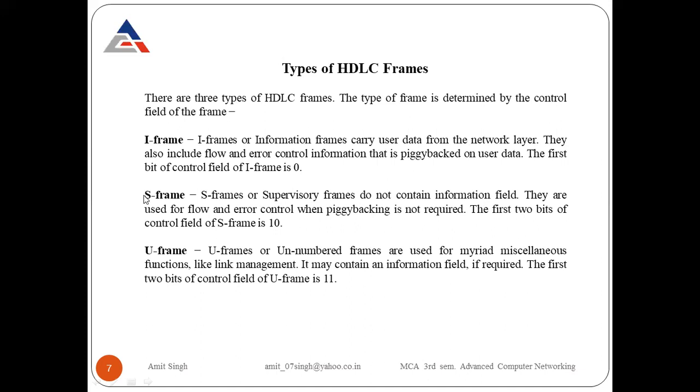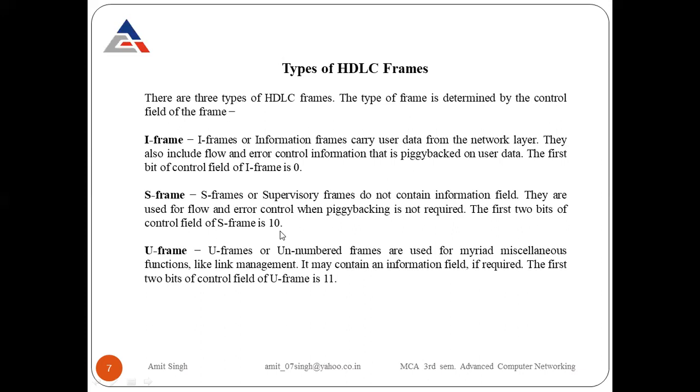Now the second is S frame. S frame, or supervisory frame, does not contain an information field. No information is there. They are used for flow and error control when piggybacking is not required. They are basically used to check the flow control methods and the error control methods. The first two bits of the control field of S frame are 1 0. Whenever the first two bits of the HDLC frame are 1 0, then we simply know it is an S frame, or you can say the supervisory frame.